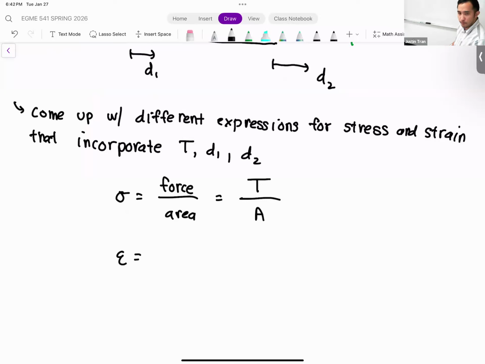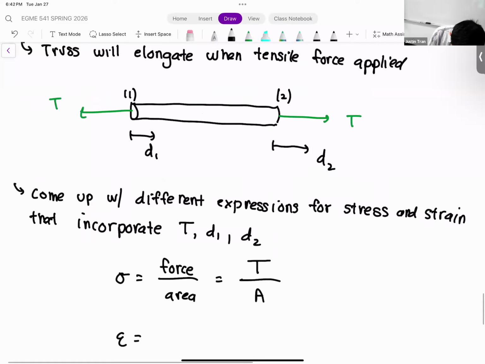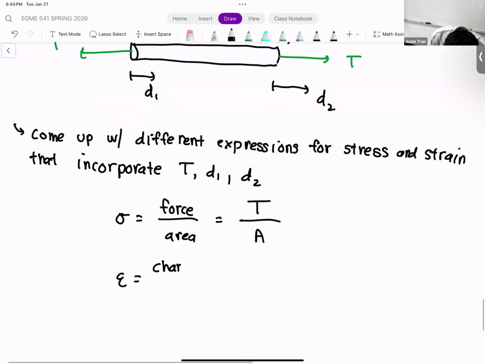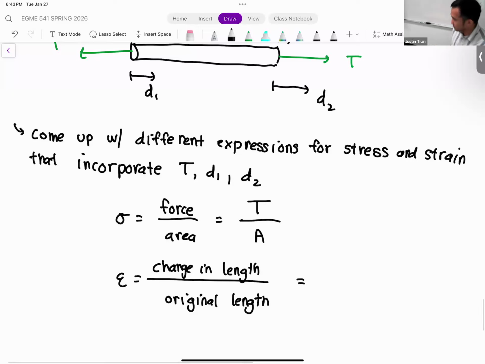So the strain, at least for a linear bar like this, which is only deforming in one direction, is just going to be the change in length of the bar divided by its original length. So the original length of the truss element, we have that already. That was one of the properties that we started with. So remember, we defined that original length as simply L.